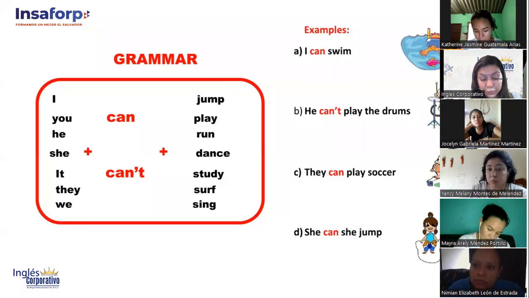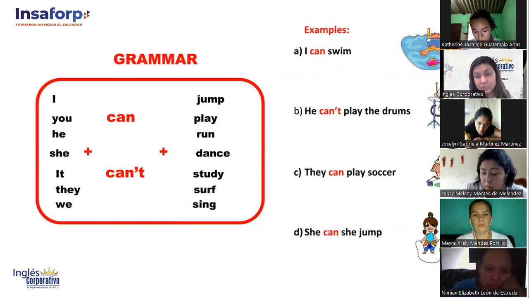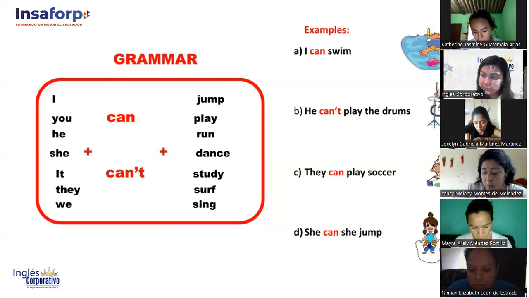Y entonces, en ese caso, podemos usar can, pero también, como preguntaba Jonathan, usamos may. May es más formal, es más educado para pedir permiso. May I go to the restroom? May I go out? May I use your pencil? En ese caso, teacher, se podrían usar ambos, solo que may es más formal. Exactly.